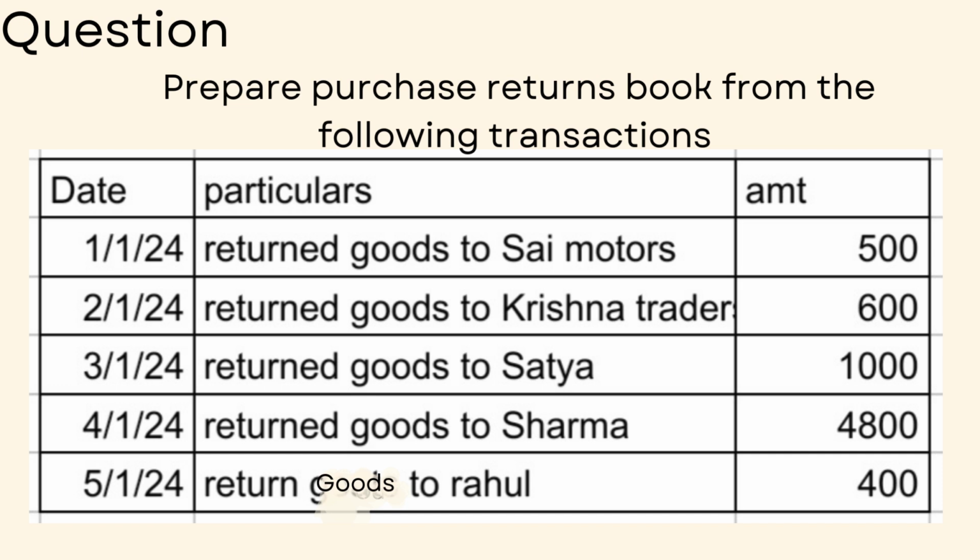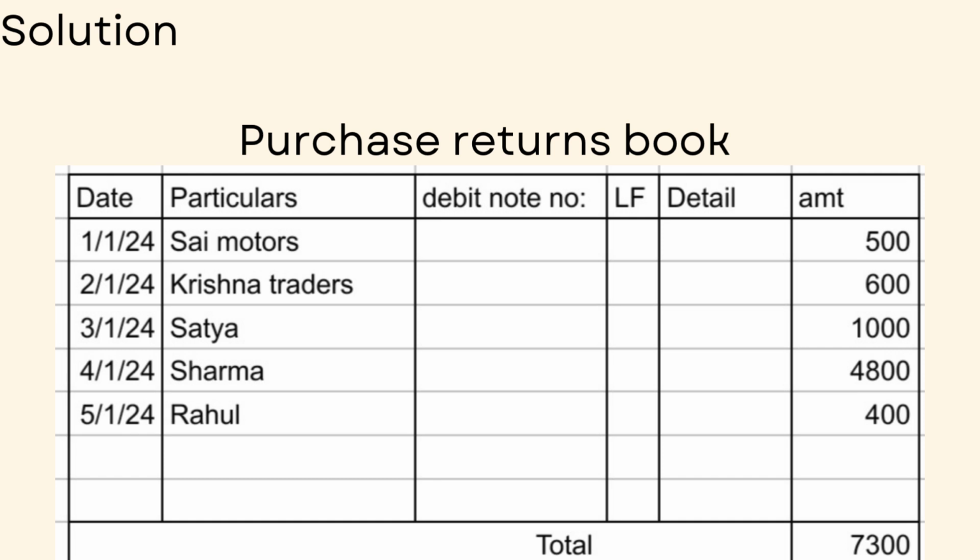So from all these persons you are returning goods; actually you purchased some goods and now you are doing returns. Okay. So how to write this? Let's see the solution part. Please draw the proforma: date, particulars, debit note number, LF, details, amount, and on the top please write the heading purchase returns book. Now please write the date individually. On first we have Sai Motors 500, second Krishna Traders 600, third Satya 1000, fourth Sharma 4800, on fifth we have Rahul 400.